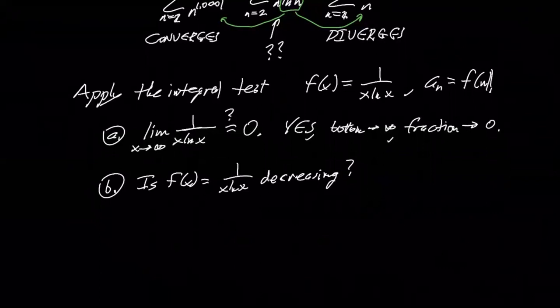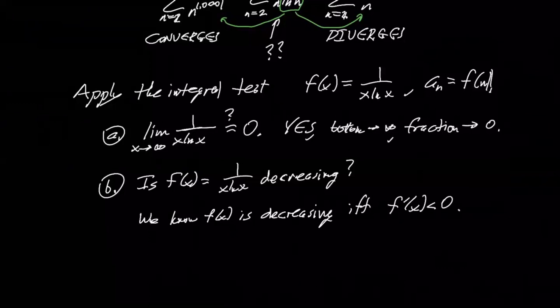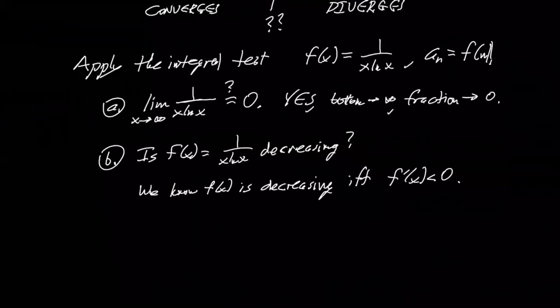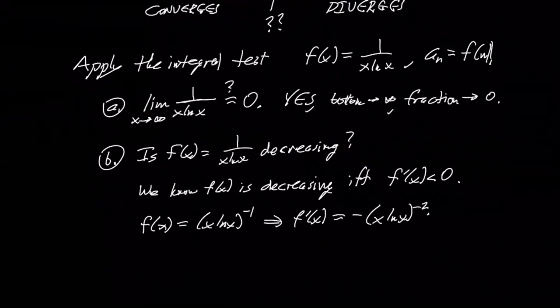We know a function is decreasing if its derivative is negative, because the derivative is the rate of change. That's true if and only if f prime of x is less than 0. So if we actually look at f prime, this is a nice way to check. If this is 1 over x ln x, I'm going to rewrite it as x ln x to the minus 1 power. So f prime of x, using the chain rule, is minus x ln x to the minus 2 times the derivative of x ln x.